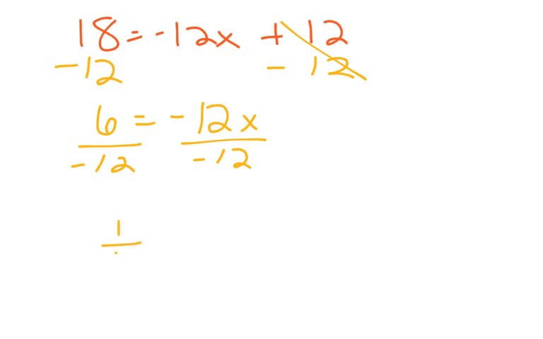6 over 12 is 1/2. But remember, it was positive over negative. Positive divided by a negative is a negative. The 12s cancel, just left with x. So x is equal to negative 1/2.